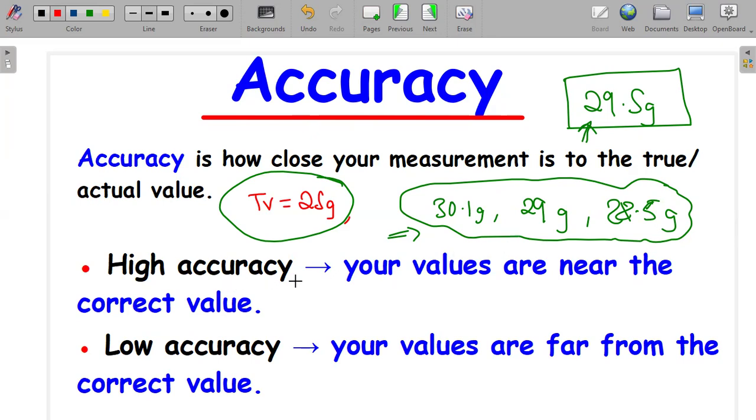So if they have a high accuracy, then the values are actually near the what? The correct value or the true value. If they have a low accuracy, then we are going to say the values are far from the what? From the correct value or the true value. So that's the definition of accuracy, and I've illustrated what it means in terms of the numbers.